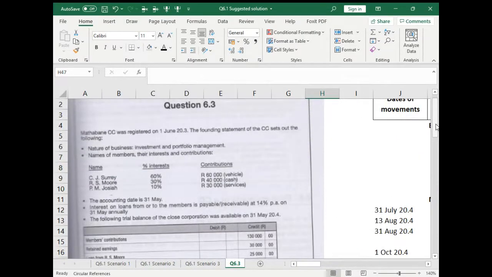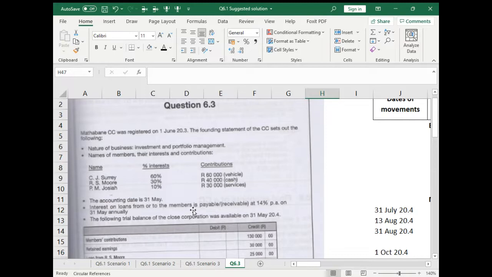Okay, so based on the information, they tell you it was registered on the 1st of June. So this company started 1st of June 2003, but they want us to do it for the year ended 31st of May 2005, which means our year would have started 1 April 2004. Then they tell you the nature of the business, they give you the interest, their original contribution. So that is the contribution each member made when they actually joined the CC. And it shows the interest they are currently holding in the CC.